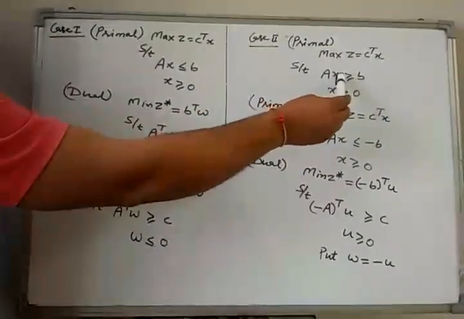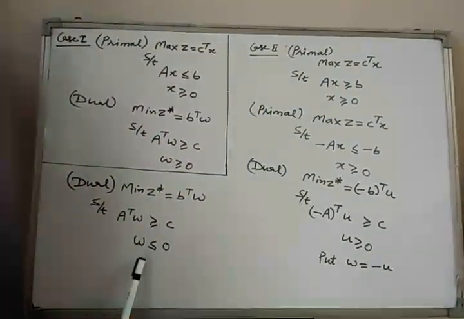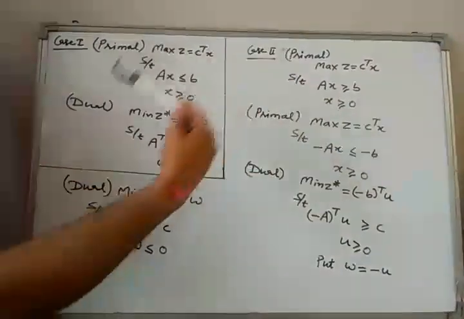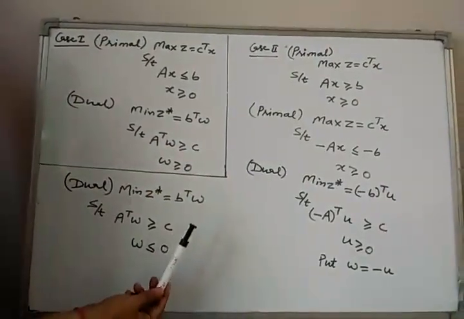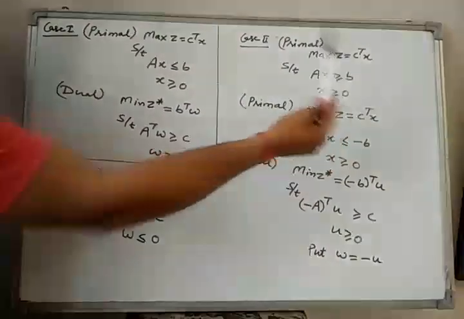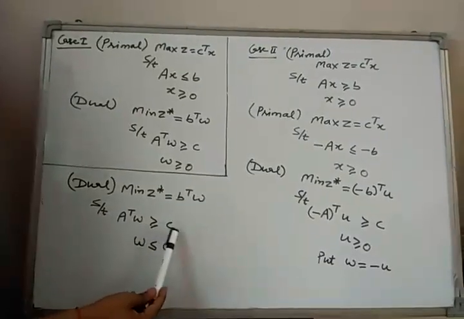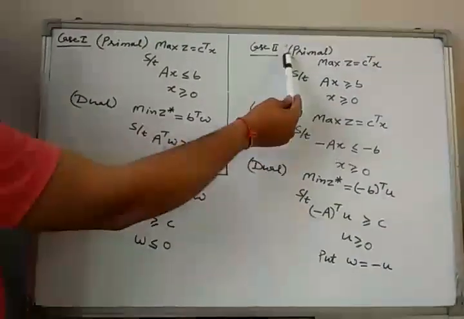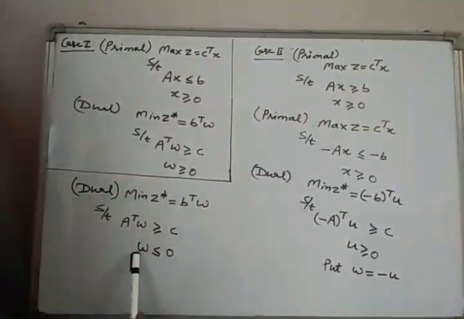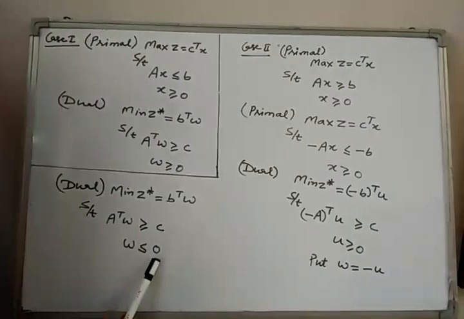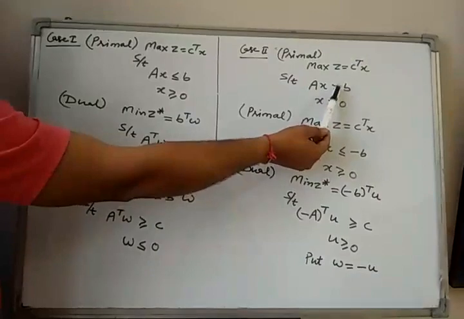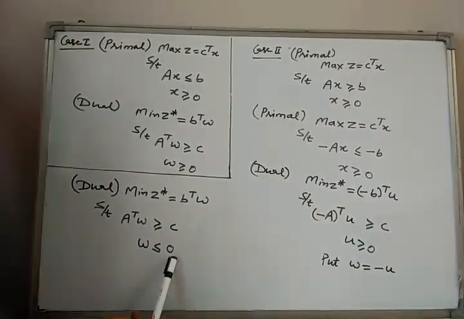Corresponding to primal constraints, we decide the sign of dual variable, and corresponding to primal variable sign, we decide dual constraints sign. As here all primal variables are greater than equal to 0, therefore all dual constraints are greater than equal to type. And as primal constraints are greater than equal to type, therefore all dual variables are less than equal to 0. Therefore, if all the constraints in the primal problem are greater than equal to type, then all the dual variables are less than equal to 0.